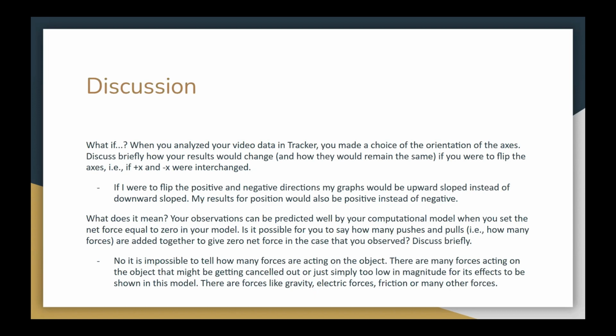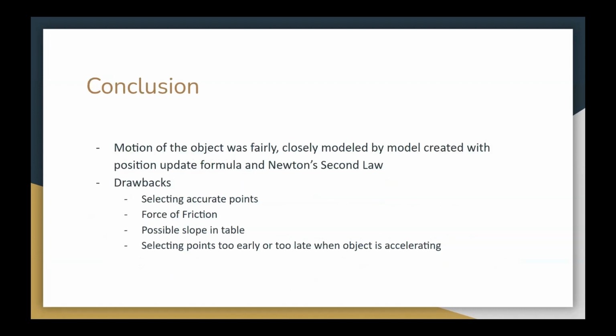And our what-does-it-mean question is, is it possible for you to say how many forces are acting on the object to give us the net zero force? And the answer is no. There are many, many different forces acting on the object. To name a few, there's gravity, electric forces, frictional forces acting on the object at all moments of time, and they're just canceling out with each other, or the magnitude of the force is simply so trivial that it's not adding up into our model.